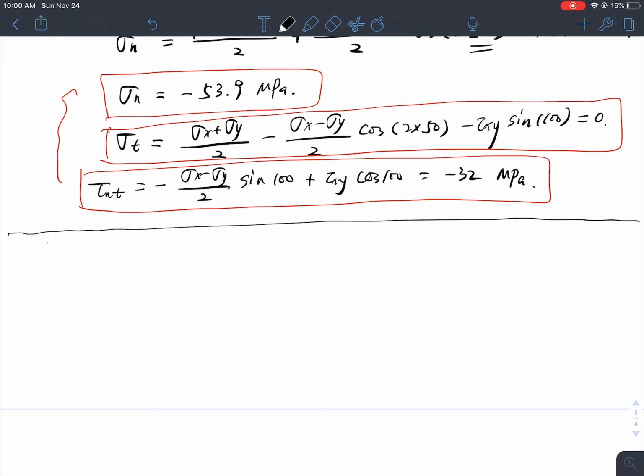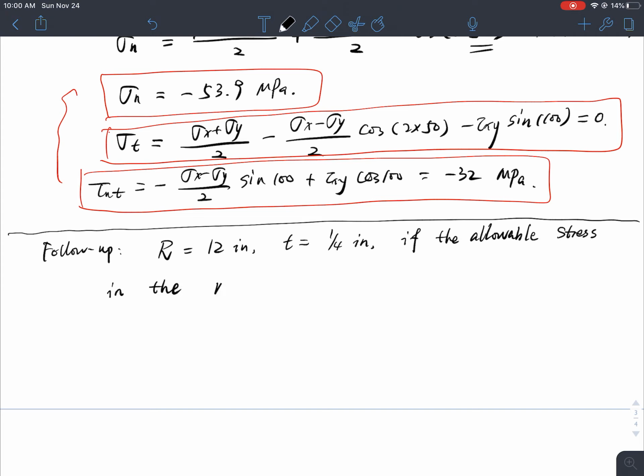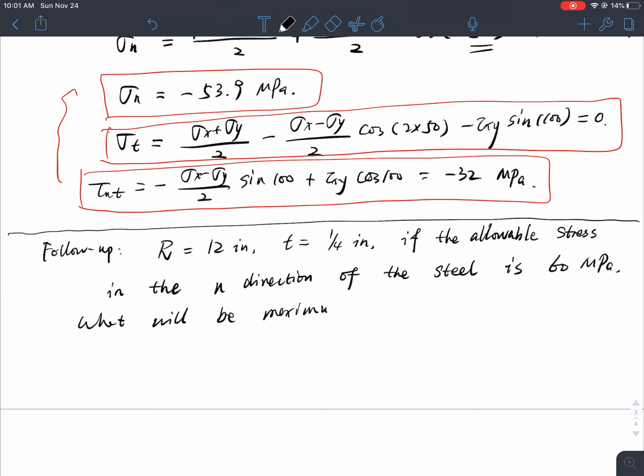Let me ask another question for follow-up. I say if R equals 12 inches, which means the pressure vessel radius is 12 inches, and the thickness T equals 1/4 inch, and if the allowable stress in the n direction of the steel is 60 megapascal, what will be the maximum pressure P?